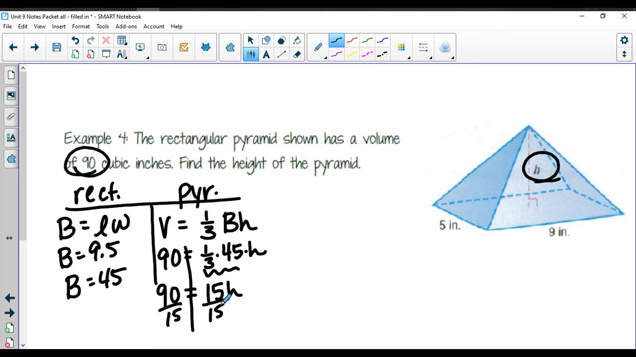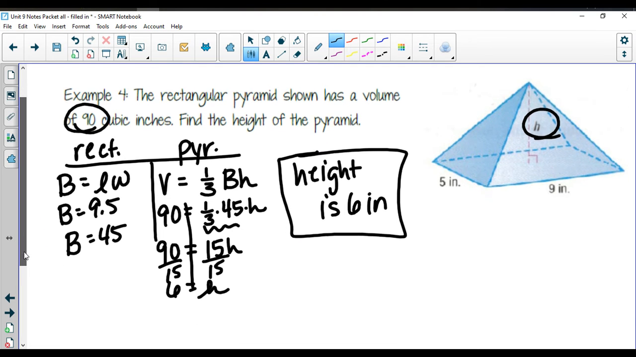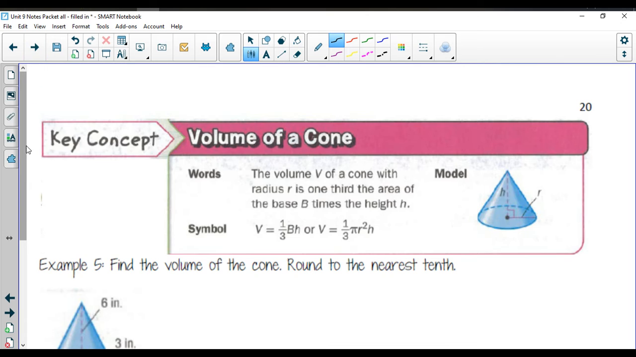Dividing through by 15 on both sides, I'm going to get 6 equals h. So the height is 6, and our units here are inches. So we're just going to leave it as inches because the height is a linear measurement. So that's example number 4.